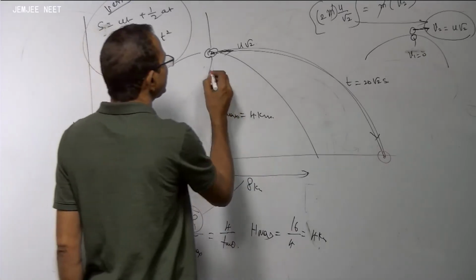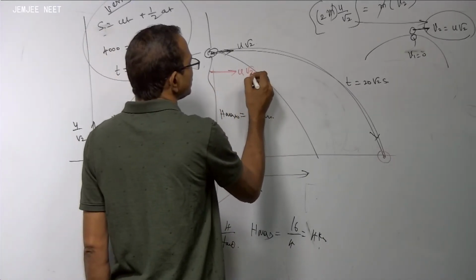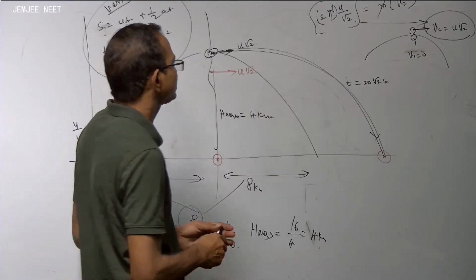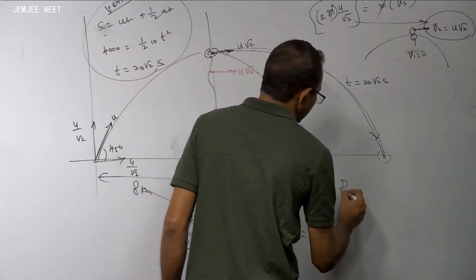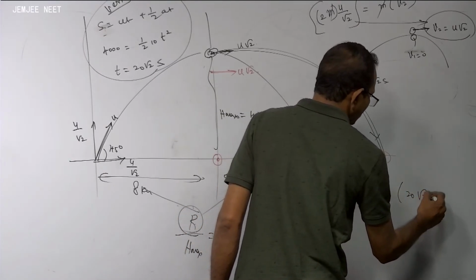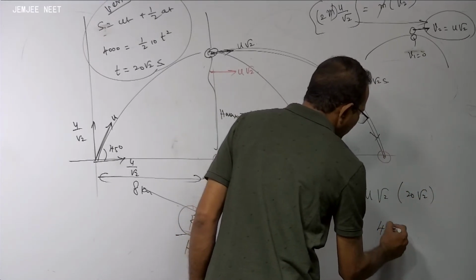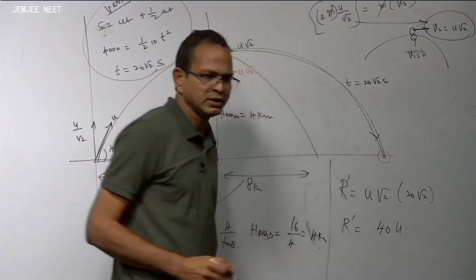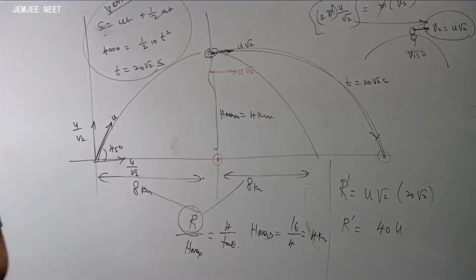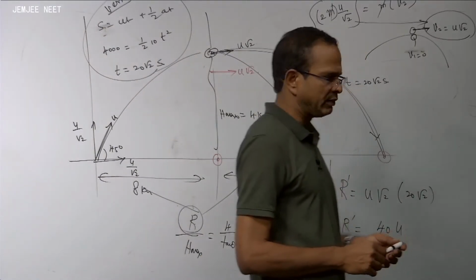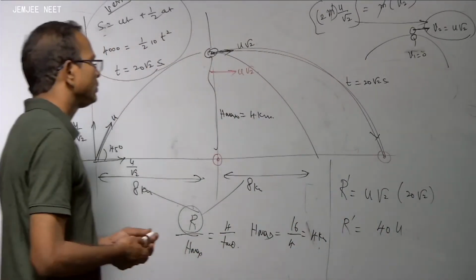What's the horizontal speed? U root 2. So what's the range? The range is given by U root 2 multiplied with 20 root 2, which becomes 40 times u. This is the new range, let us call it r dash. 40 times u. Do you know the value of u? That is the question. Do you know the value of u?